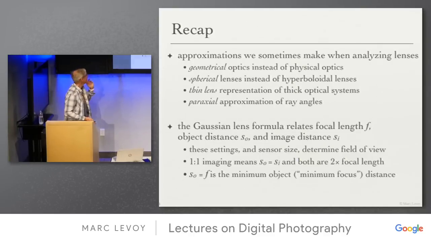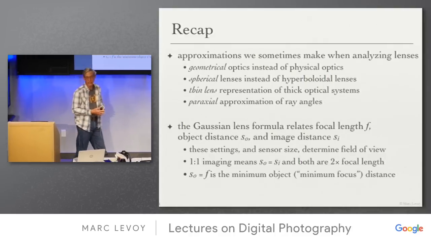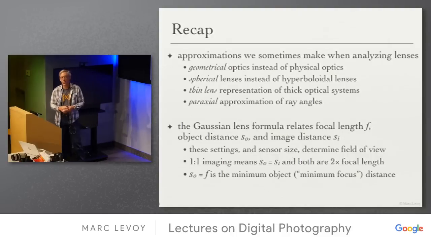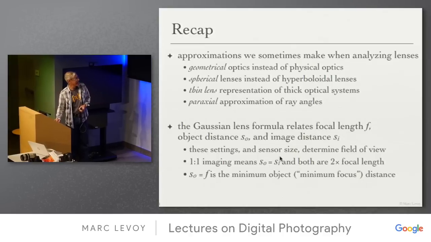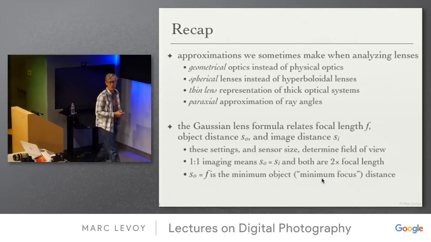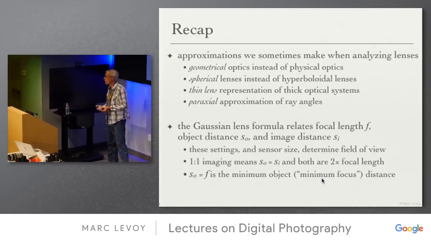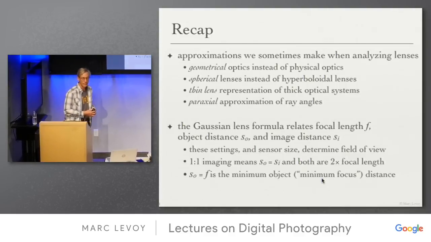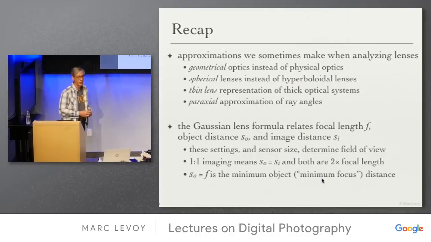So recap: geometrical optics, spherical lenses, thin lenses, and the paraxial approximation. Jumble them all together, do some derivations, and you get how camera lenses work. And it's the Gaussian lens formula. And from it we can determine the field of view, one-to-one imaging, and that minimum focus distance, which might not even be that short, depending on the mechanics of the lens, but certainly can't be any shorter than that. Any questions?